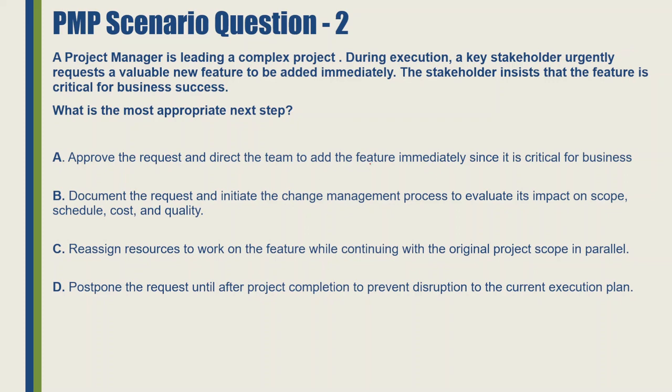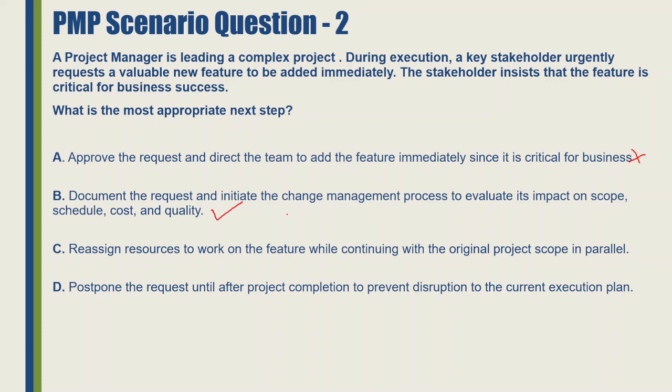Option A, approve the request and direct the team to add the feature immediately since it's critical for business. If we apply the traditional and PMI mindset, we are not supposed to approve the request immediately. So for now, we can eliminate this. And option B, document the request and initiate the change management process to evaluate its impact on scope, schedule, cost, and quality. This is exactly the process to be followed when we have to address any change requests in traditional or waterfall projects. For now, we can select this as the most appropriate response in this scenario.